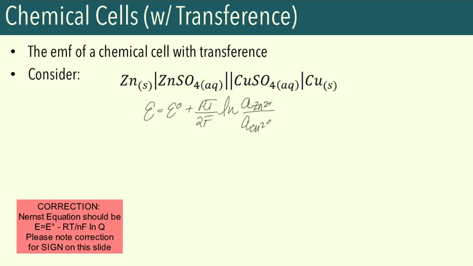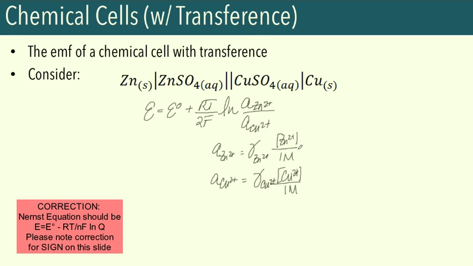So we're just going to be omitting the activity of our solid components, okay? So if we expand the expression of our activities, the activity of our zinc is going to be the activity coefficient of our zinc times the concentration of our zinc ions over the standard concentration. And the activity of our copper is going to be the activity coefficient of our copper ions times the concentration of copper ions over 1 molar, okay?